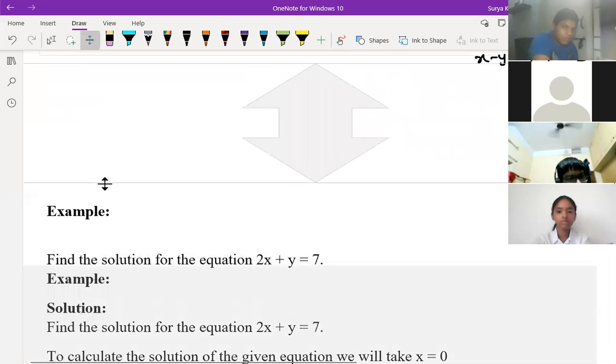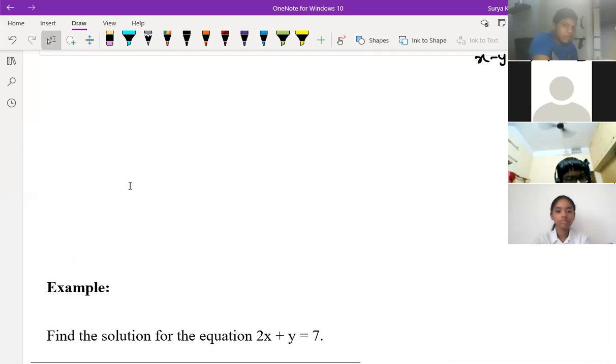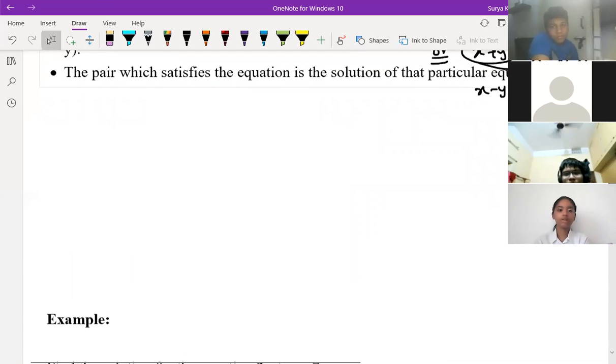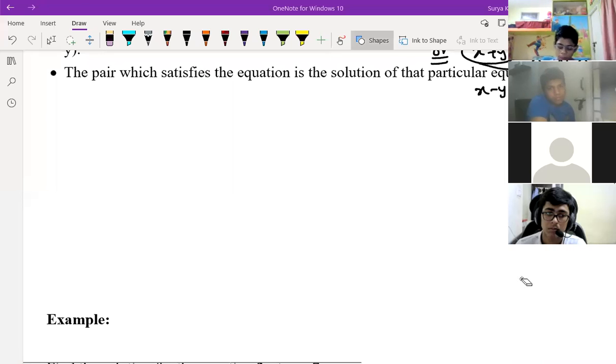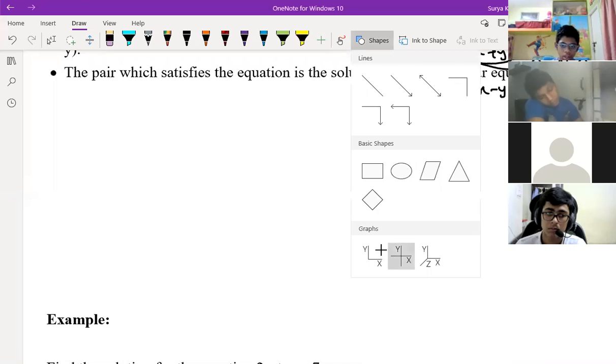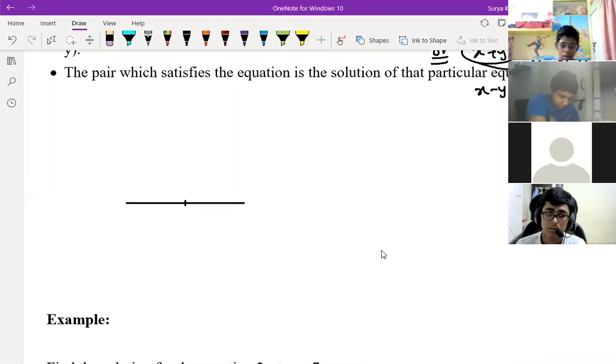Sriyanvi, do you know how to draw a line on the graph? I did learn in school, so I might know. Okay, see, I'm drawing here. Share screen. So see, I'm drawing that. If you're understanding, well and good, and if you're not understanding, just tell me.